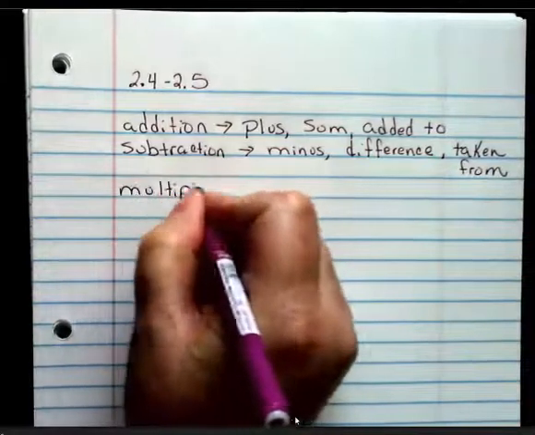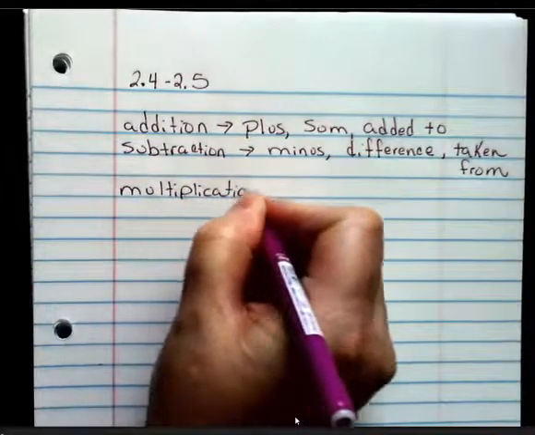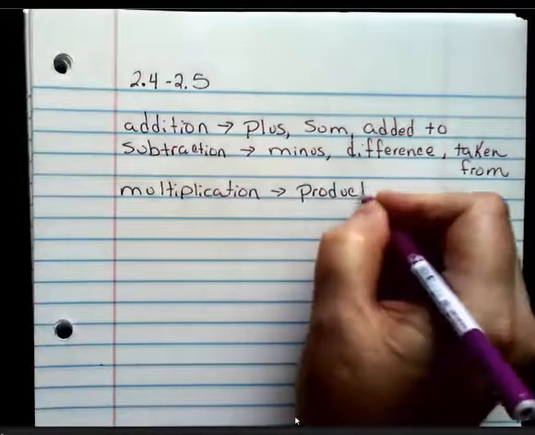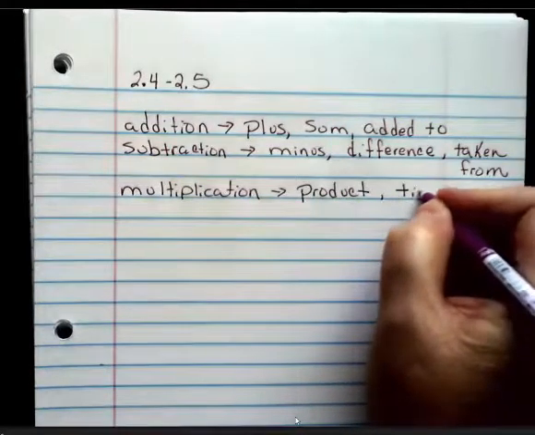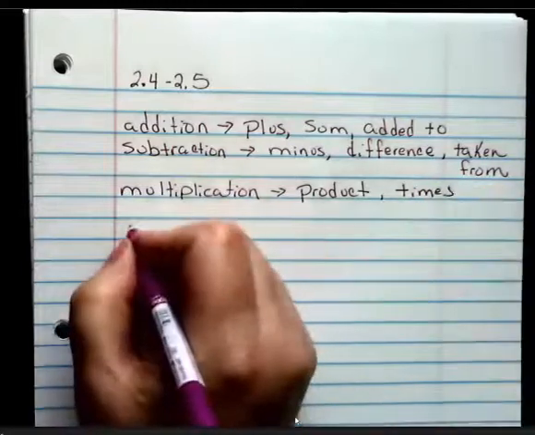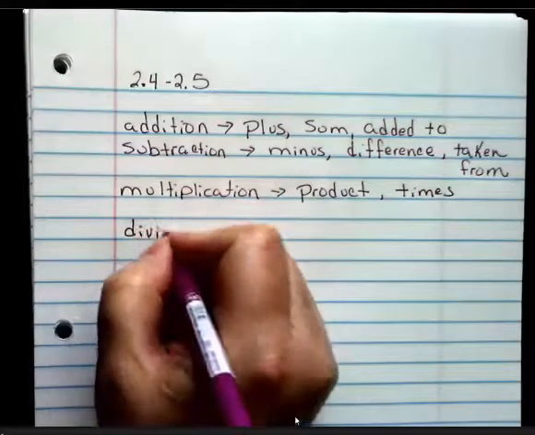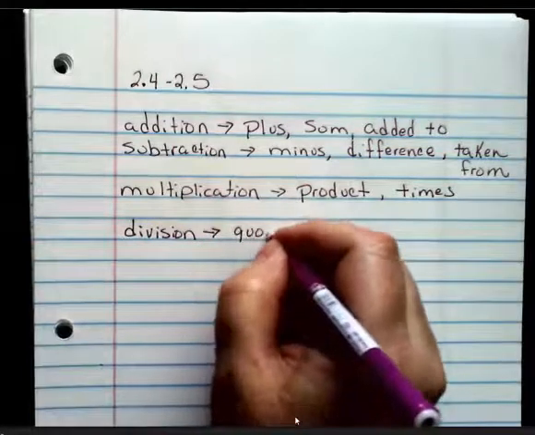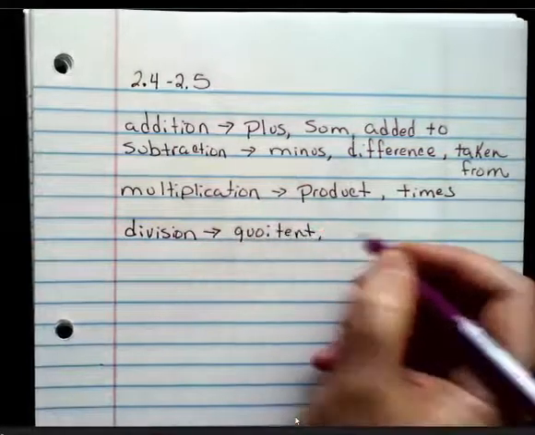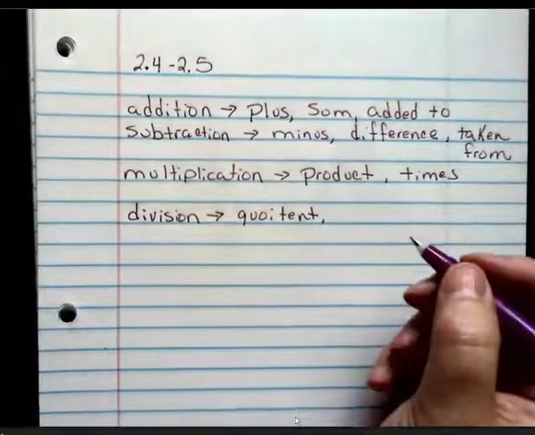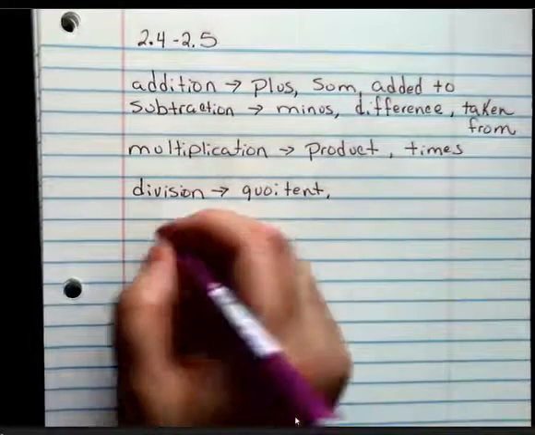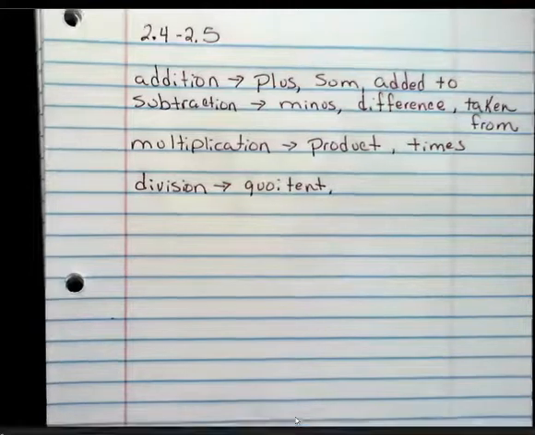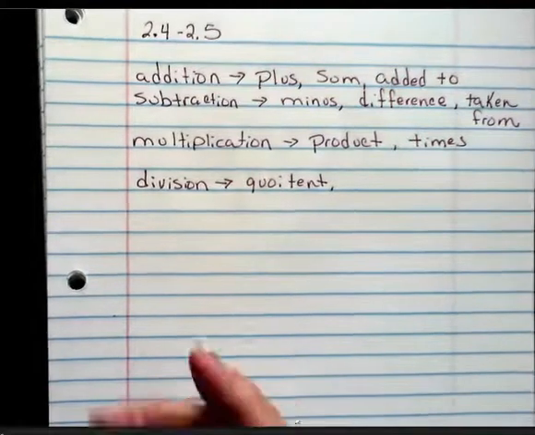Multiplication is product, times. Division, quotient, divided by. Equal is usually the word equal, and then a number is usually your variable.